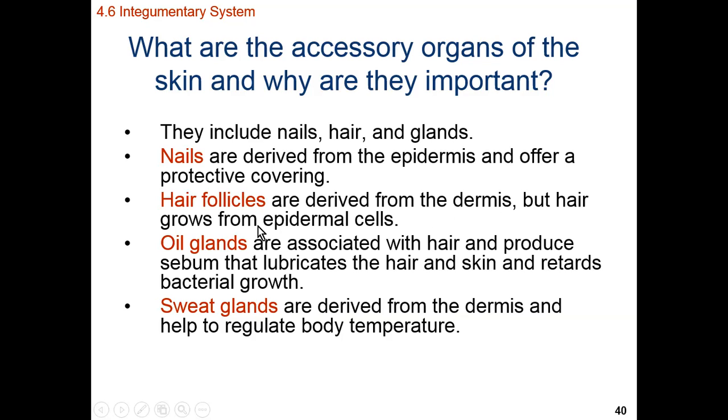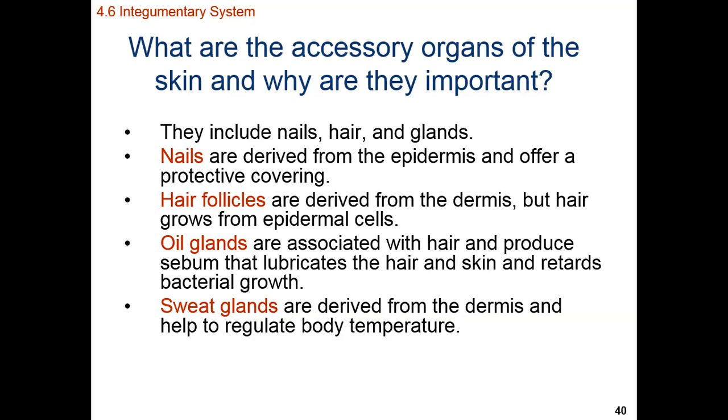We have oil glands, also known as sebaceous glands, and these oil glands produce sebum, which is mostly lipids. It's going to consist mostly of phospholipids. And the sebum will lubricate our skin and help reduce the amount of bacterial growth on the surface of our body. And then finally we have sweat glands, also known as sudoriferous glands. And these sweat glands are going to help determine our body temperature. As we overheat, our body will start to sweat, and that sweat can reduce our body temperature.